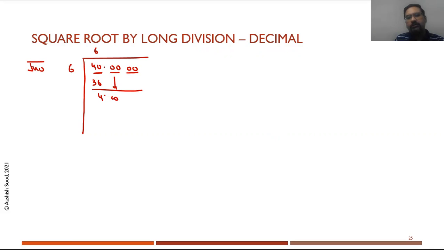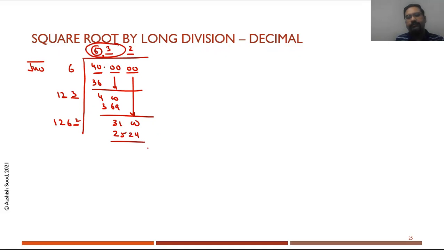Bring the 2 zeros down. Double of this number is 12, dash and dash. 123 times 3 is 369, leaving 31, then 00. Double of this entire number is 126, dash and dash. So 2. This will become 2524.